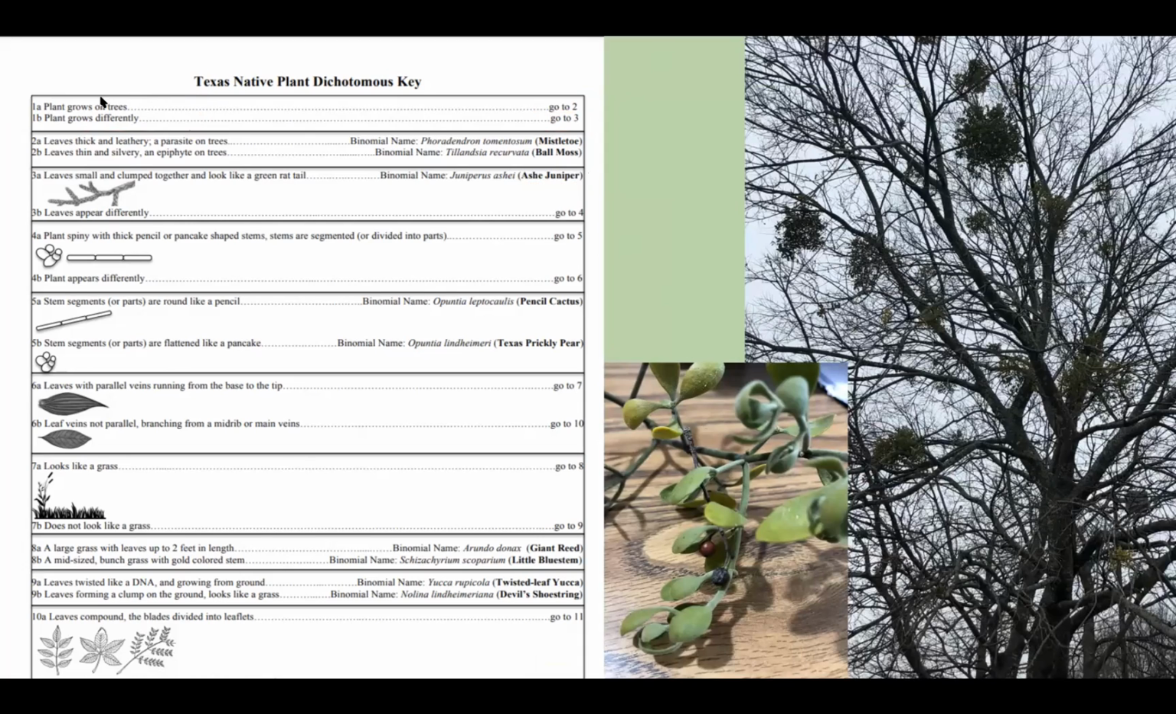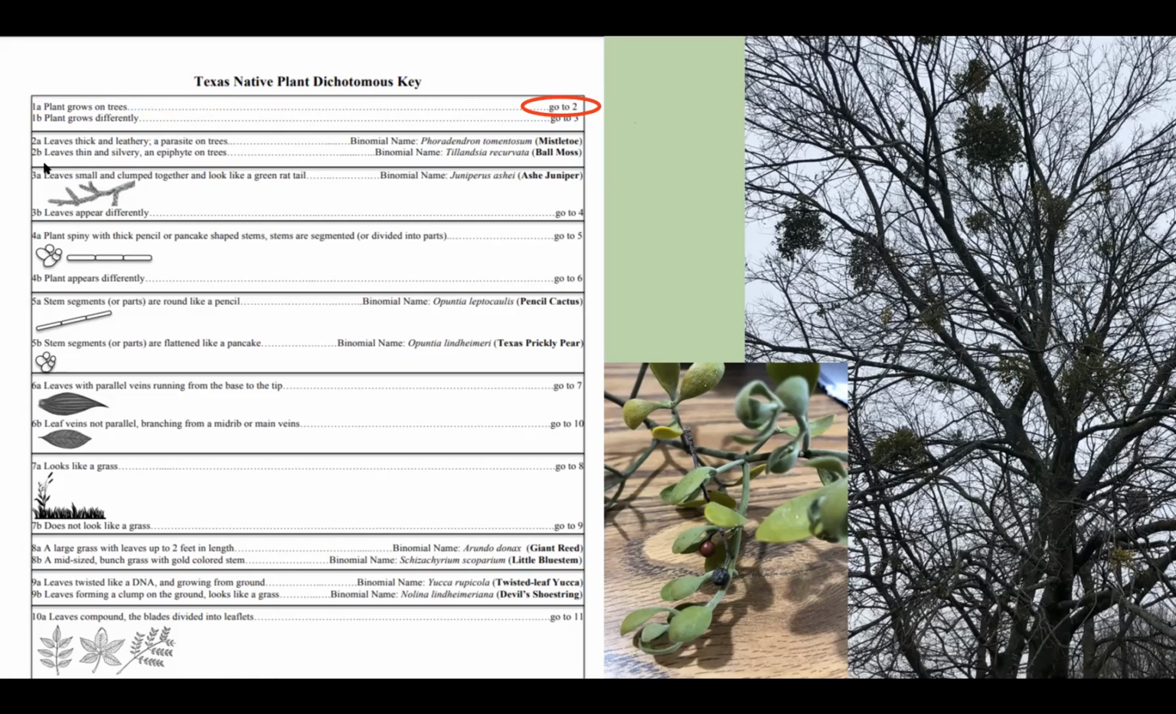So again, we're going to start at question number 1. Question number 1 says, does it grow on trees or does it grow differently? So we can tell from the picture that this plant actually grows on trees. So it tells us go to question 2. So we're going to go to question 2. Again, 2 options. Question 2 says, does this plant have leaves that are thick and leathery and it's a parasite on trees, or does this plant have leaves that are thin and silvery?